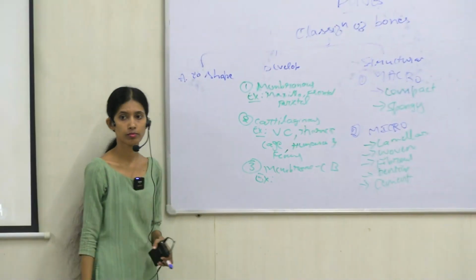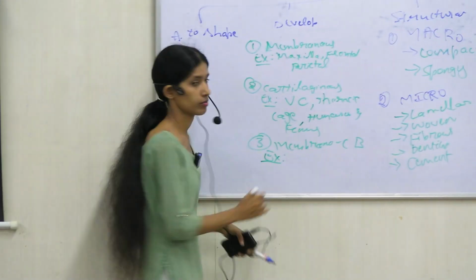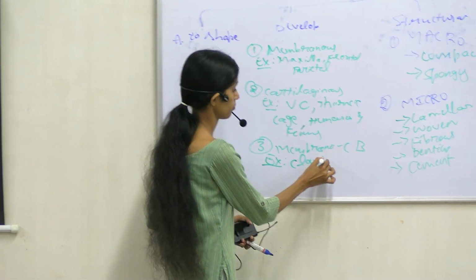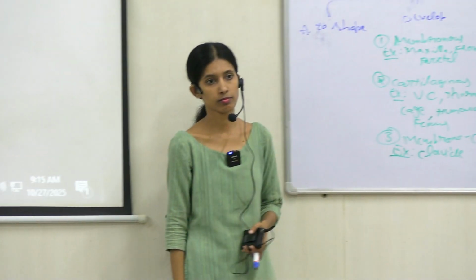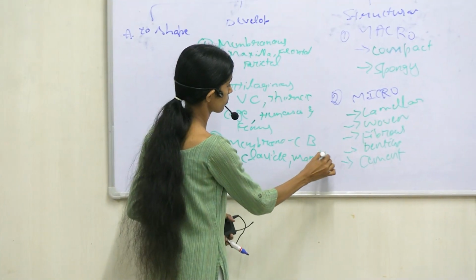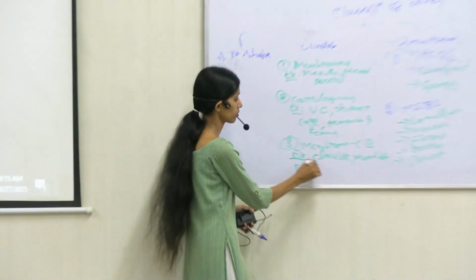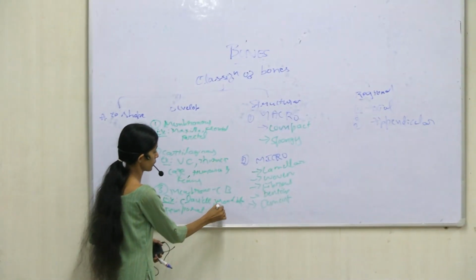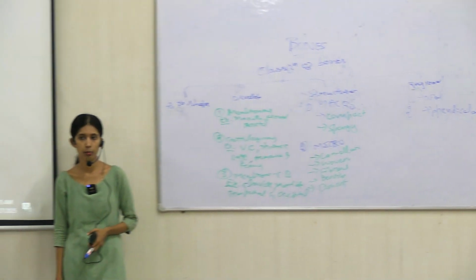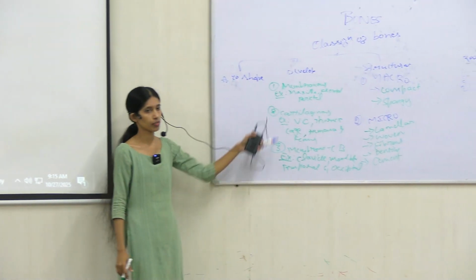Which one? Clavicle, okay. Mandible, your temporal and occipital bones. These are a few examples for membranocartilaginous bone. Do you know any other classification in development?